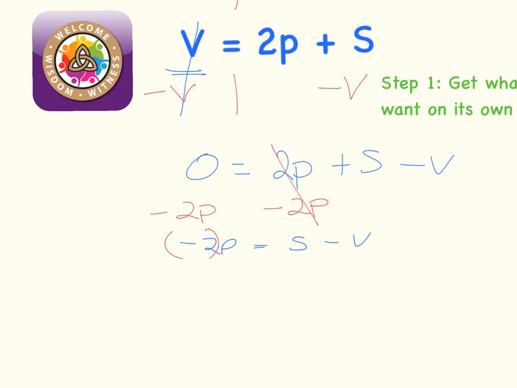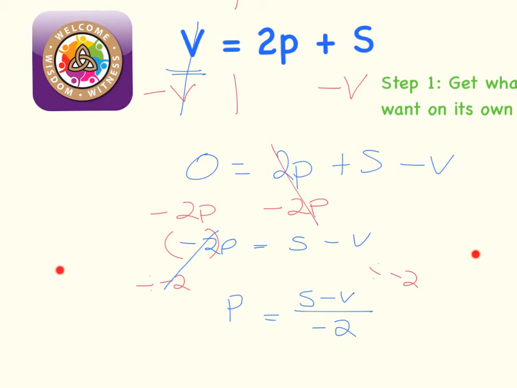So the only way I can get rid of a minus 2 multiplied by P is if I divide by minus 2. But what I do to one side, I must do to the other. So I also have to divide by minus 2 here. We'll see that the multiplied by minus 2 and the divide by minus 2 cancel out, and we're just left with the P. On this side, we're left with S minus V all divided by minus 2. I can write that nice and neatly as S minus V all divided by minus 2. And so I've now done that first question.